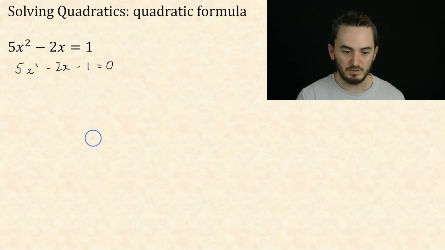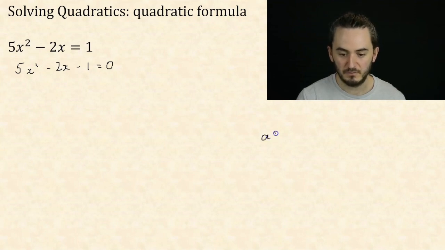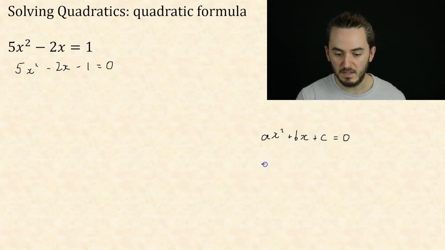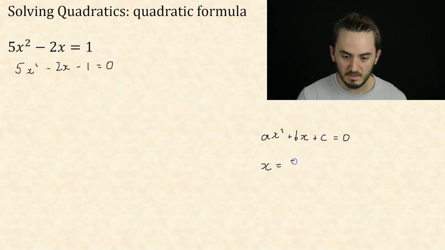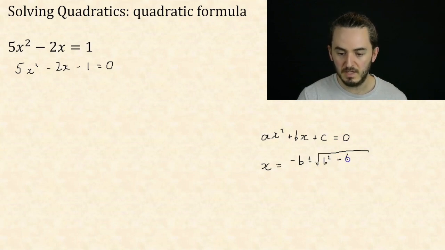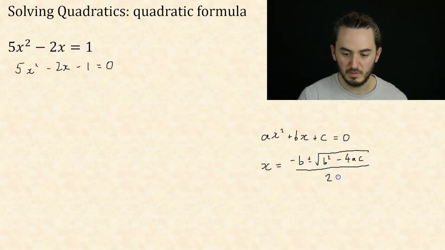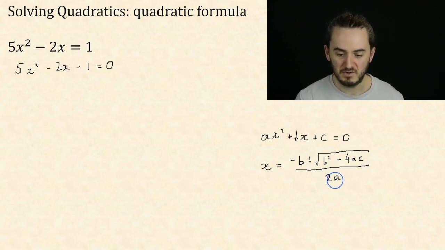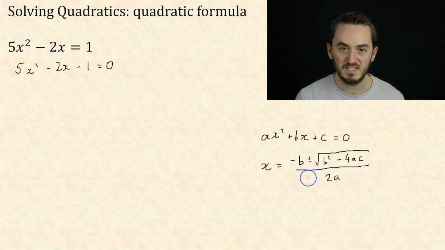So what is the quadratic formula? It relates to a general quadratic in the form ax squared plus bx plus c equals 0. And the solutions to this, if we use the quadratic formula, are x equals negative b plus or minus the square root of b squared minus 4ac, all over 2a. I will do a proof of this later on in the course, so if you're interested to see where this comes from, you can see that later on.